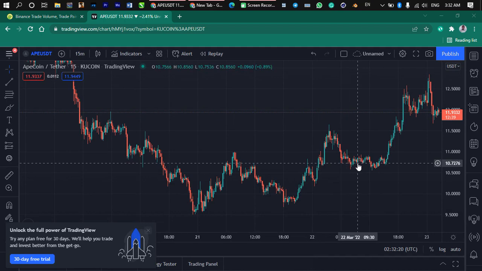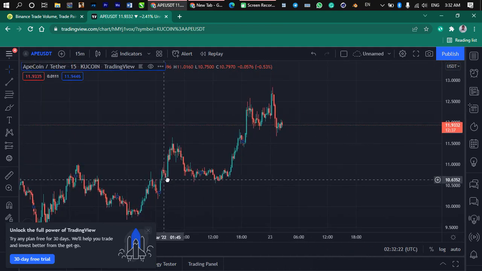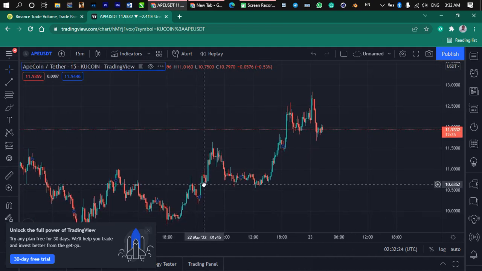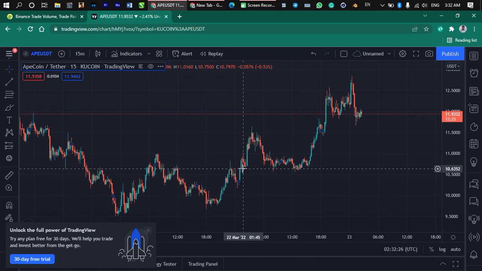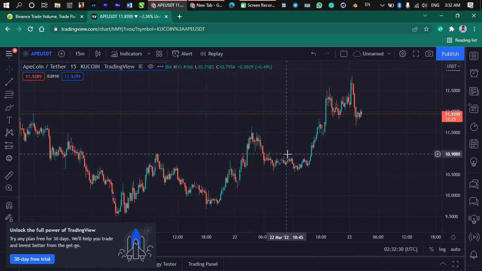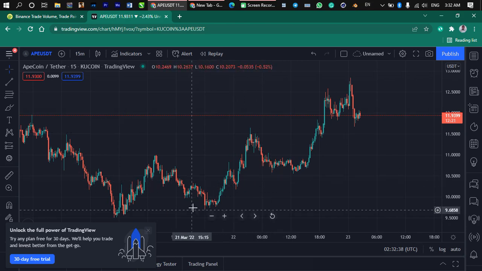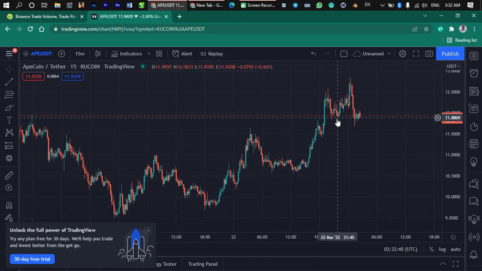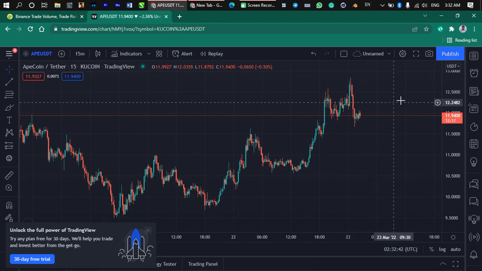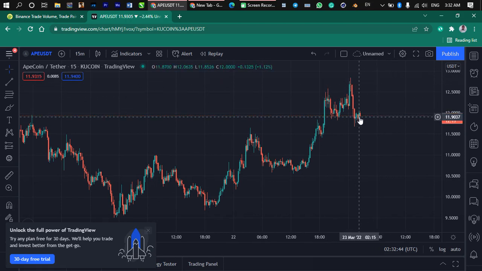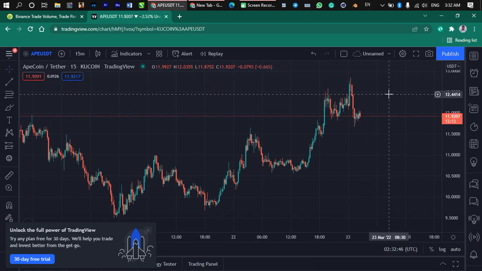Alright, so this is ApeCoin's price chart. Either you call this price chart or you call it price action. So how do you know if this coin is going to move or not? The first basic thing you need to understand is that whenever there is a higher high and higher low in the market, it simply means that the coin is in an uptrend.